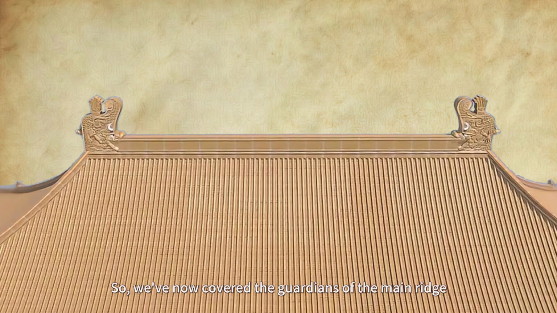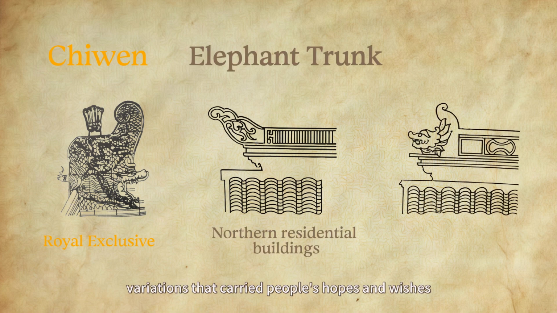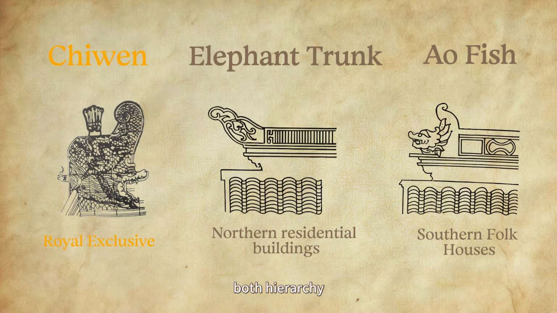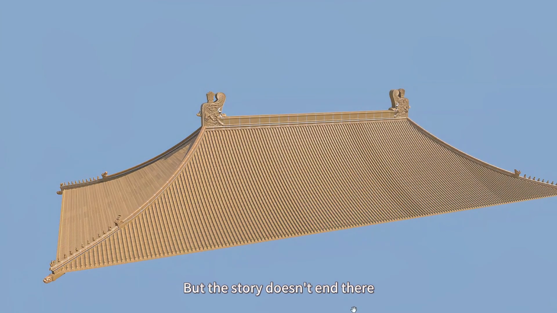So, we have now covered the main ridge, from the dragon-shaped Chiwen, reserved for royalty, to the creative folk variations that carried people's hopes and wishes. Already, we can see how roof decorations reflected both hierarchy and imagination. But the story doesn't end there.